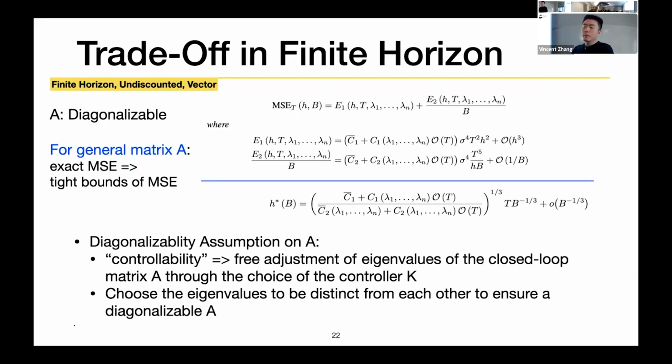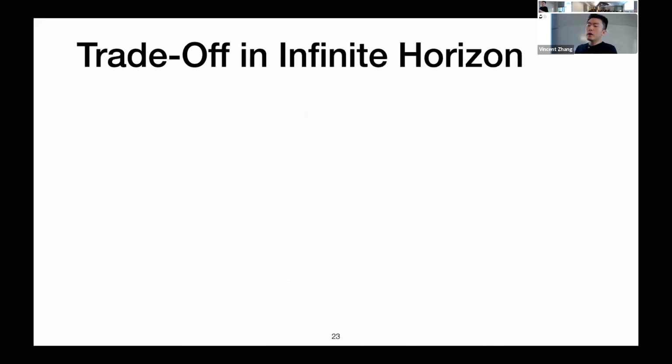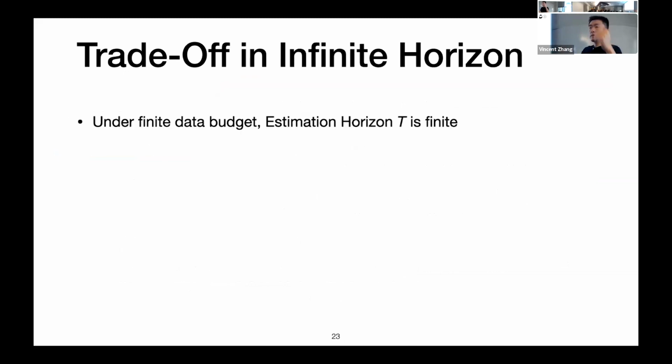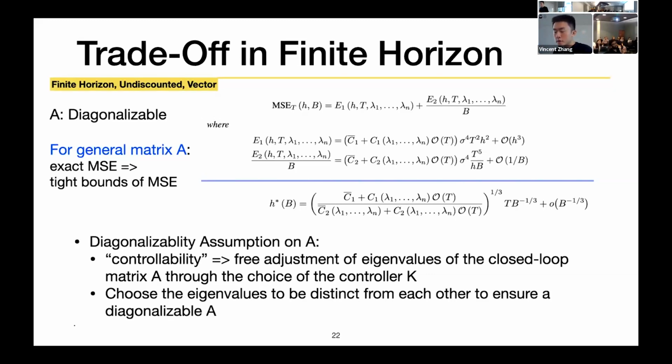Okay, so now we move on to the infinite horizon setting. Now the difference is in the trade-off. So again, we have this approximation and this statistical error term. And that's the variance, right?